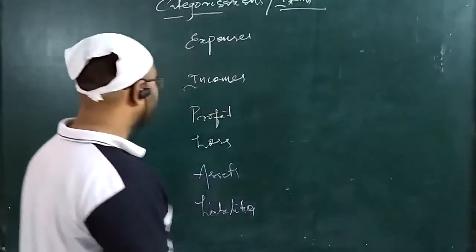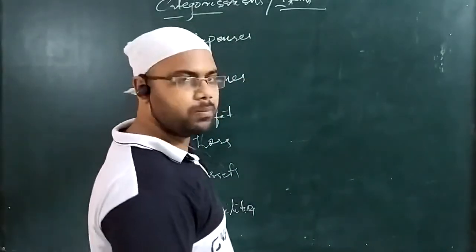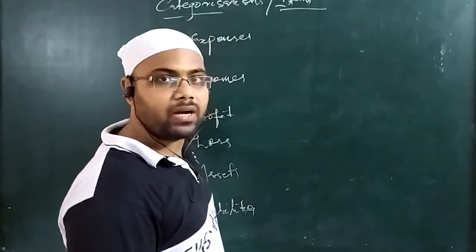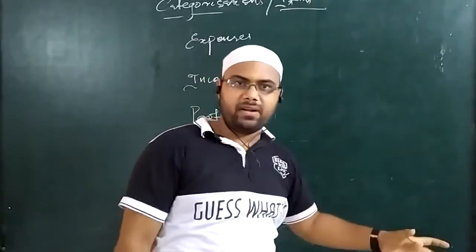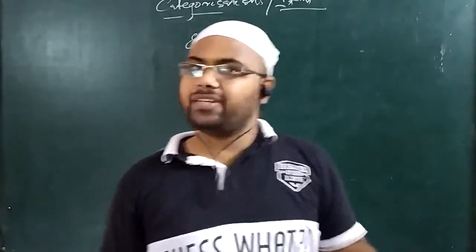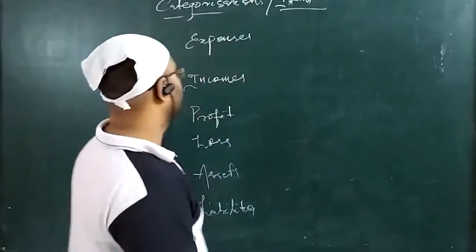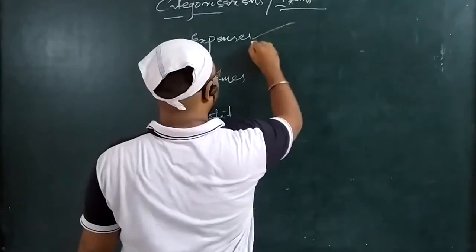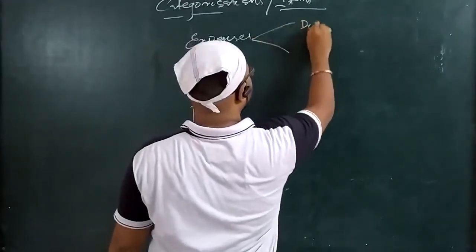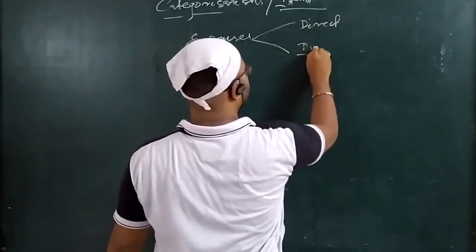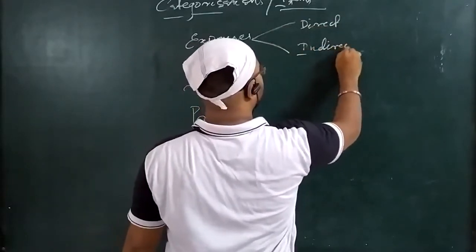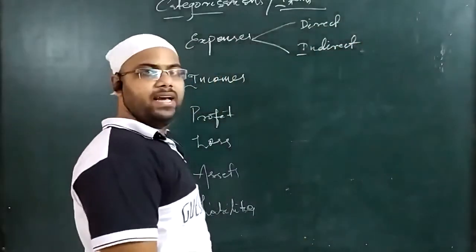So, as I told you, expenses. When we are preparing final accounts, we should know what expenses are. Expenses are necessarily short-term payments made by a business organization for different activities. Expenses are of 2 types: direct expenses and indirect expenses.